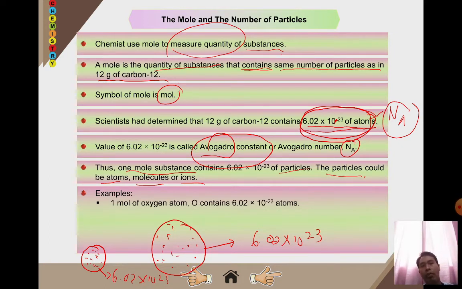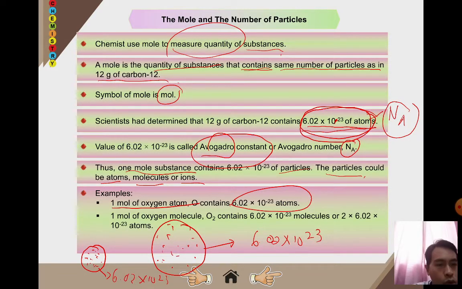Okay, example, 1 mole of oxygen atoms contains 6.02 times 10 to the power of 23. 1 mole of oxygen atoms mengandungi 6.02. Okay, 1 mole of oxygen molecules, O2, contains 6.02 times 10 to the power of 23 molecules, or 2 times 6.02 times 10 to the power of 23 atoms. Okay, beza di sini adalah, ini adalah molecules. Molecules dia kira sebagai satu. Okay, so kita tak perlu darab apa-apa. 1 mol molecules maksudnya ada 6.02 kali 10 kuasa 23.